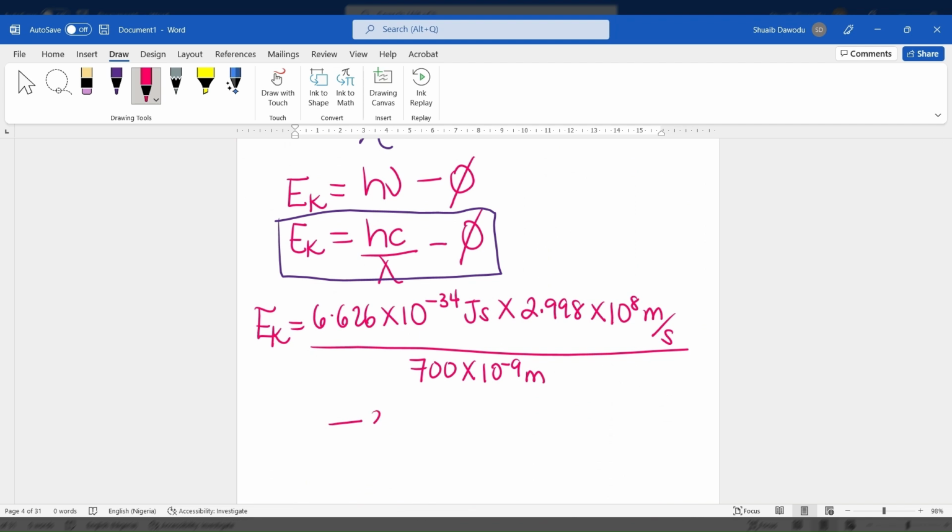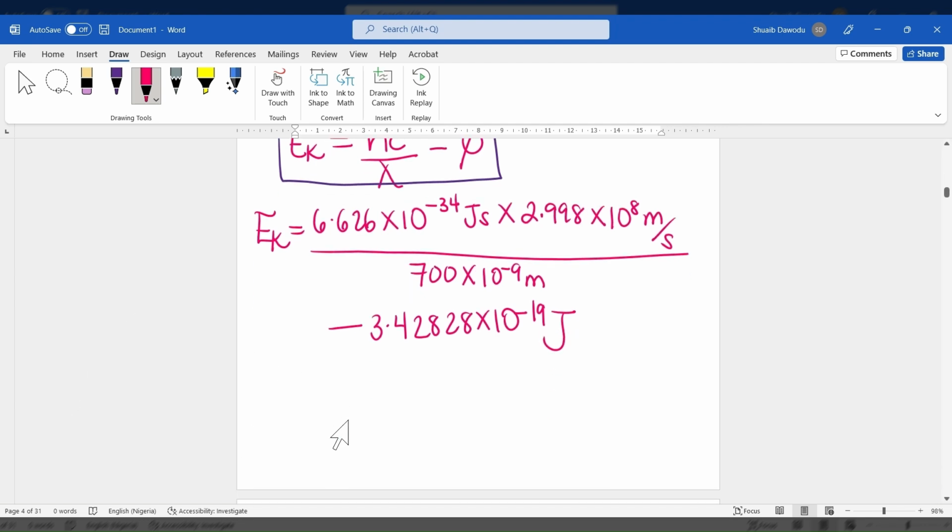3.42828 times 10 raised to the power of negative 19 joules. Perfect. So that is it. Of course we cancel out the meters, and the seconds, just like we did before. So we end up with E sub K equal to 6.626 times 10 to the power of negative 34 times 2.998 times 10 to the power of 8 divided by 700 times 10 to the power of negative 9.